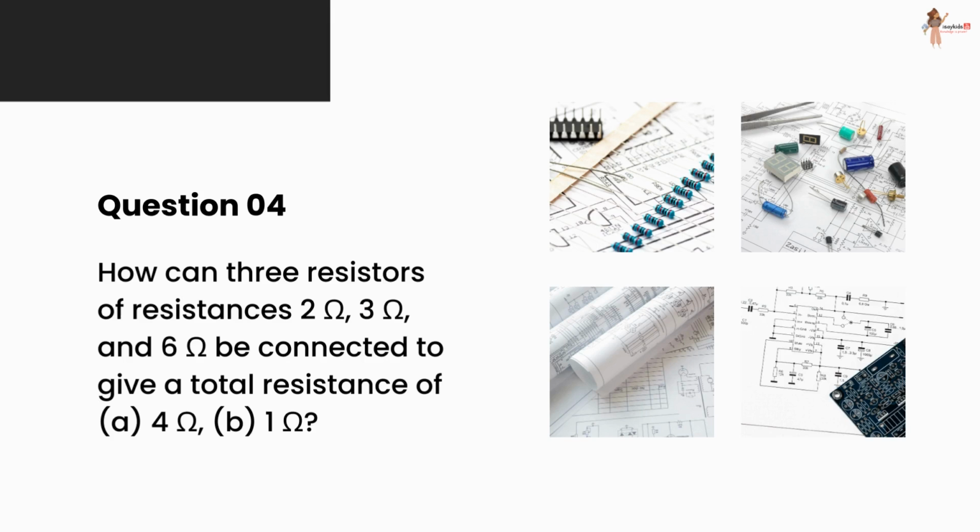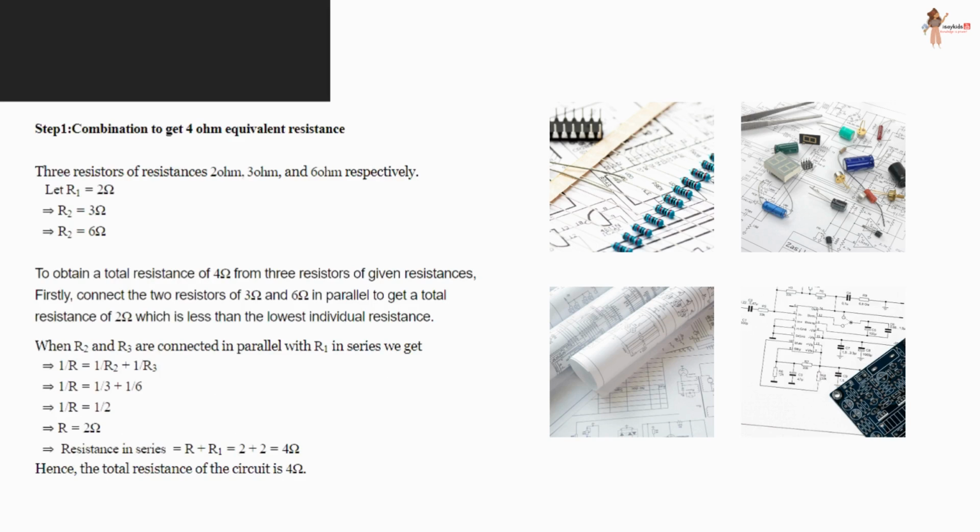How can three resistors of resistances 2, 3 and 6 ohm be connected to give a total resistance of 4 ohms and then also connected to give a resistance of 1 ohm? So, in the first case, to get a total resistance of 4 ohms, first connect the two resistors of 3 and 6 ohm in parallel to get a total resistance of 2 ohms, which is less than the lowest individual resistance, and then connect it in series with the 2 ohm resistor. We would get 4 ohms as the equivalent resistance.